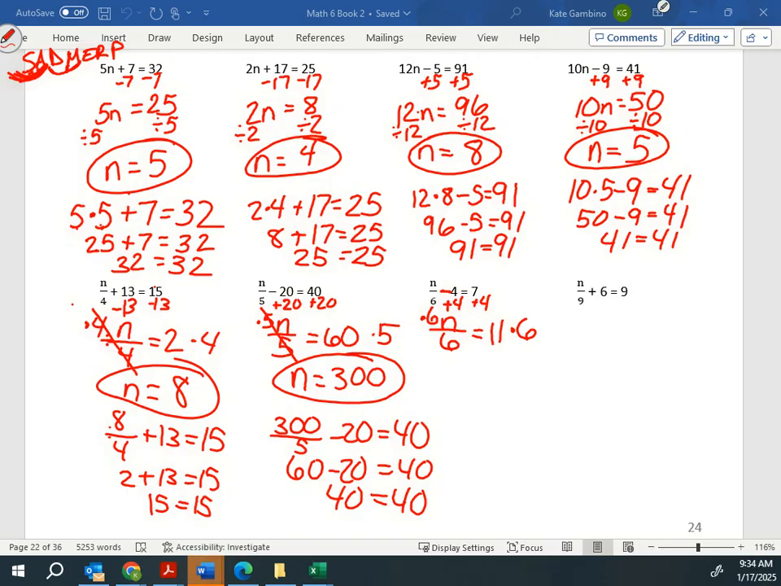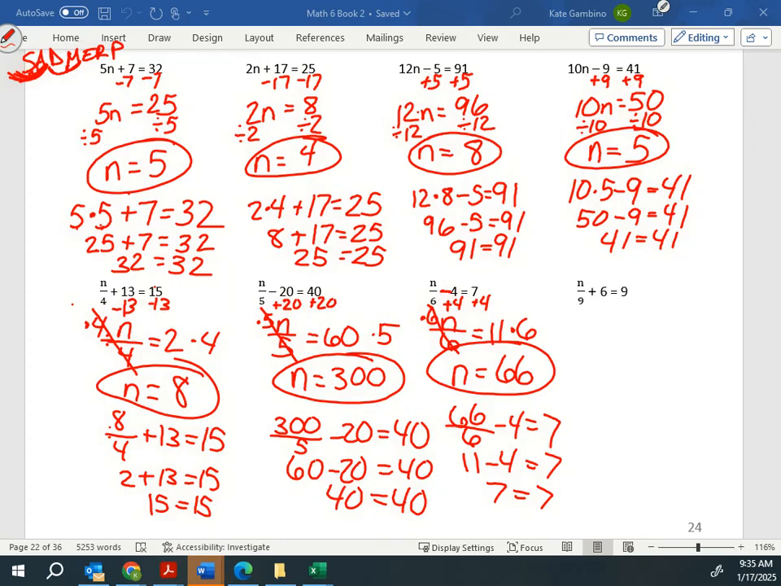Both sides. 6 divided by 6 turns into the 1. 11 times 6 is 66. We plug 66 into our equation. We have 66 divided by 6 minus 4 equals 7. 66 divided by 6 is 11. Minus 4 equals 7. 11 minus 4 really truly is 7. So 7 does equal 7.